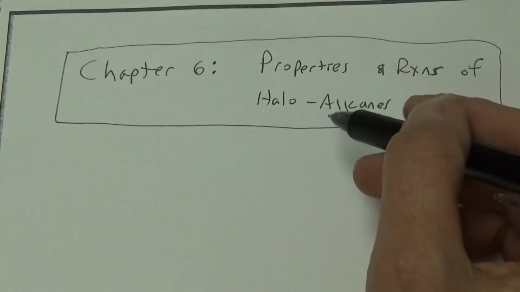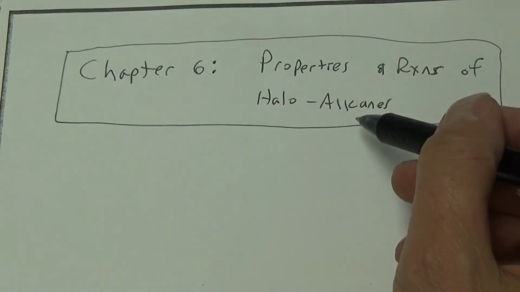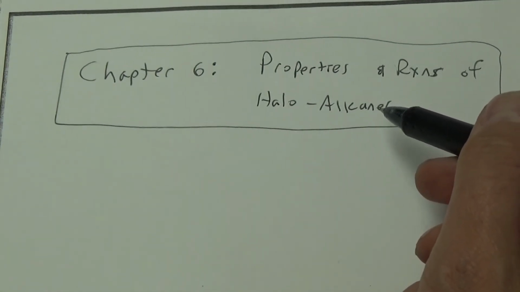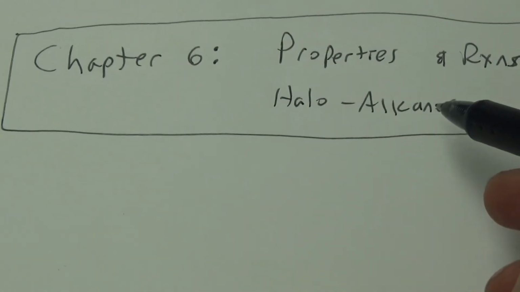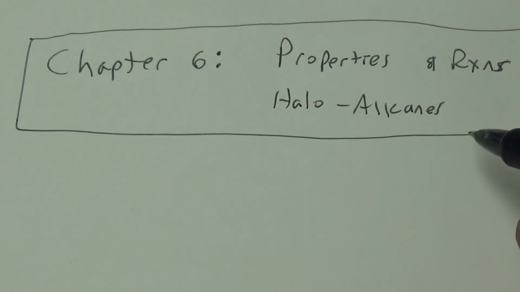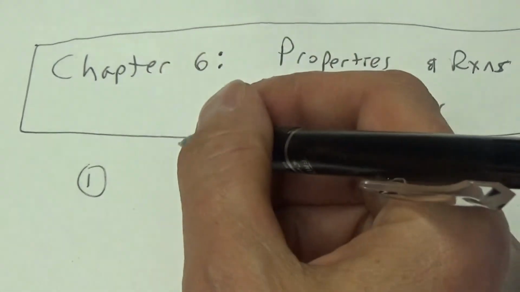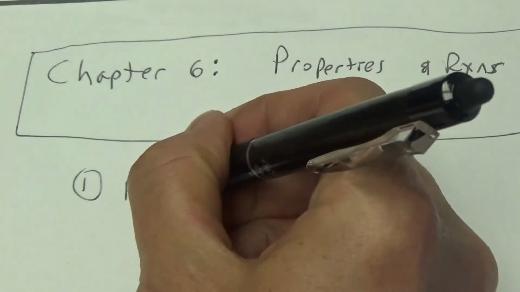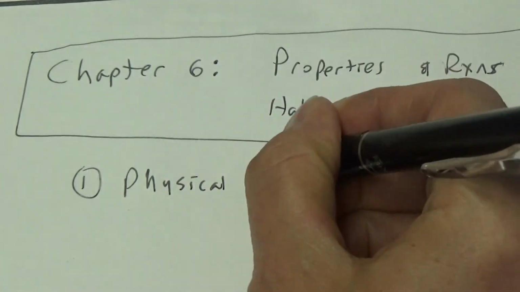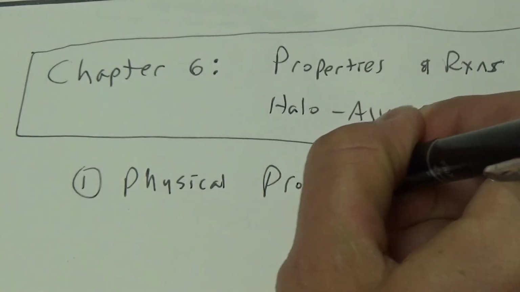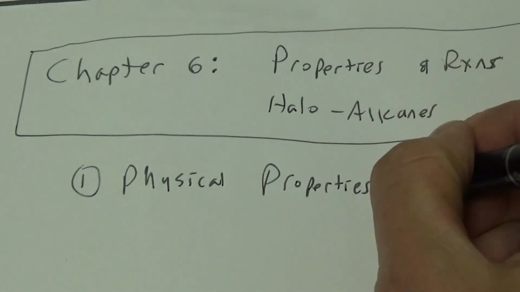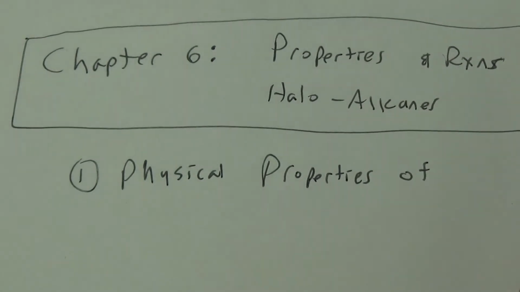What do you think a haloalkane is? Maybe it's an alkane that contains a halogen, so things like bromine, chlorine, iodine, etc. That's what we're going to see. So first thing is the physical properties of these things. Physical properties of haloalkanes.